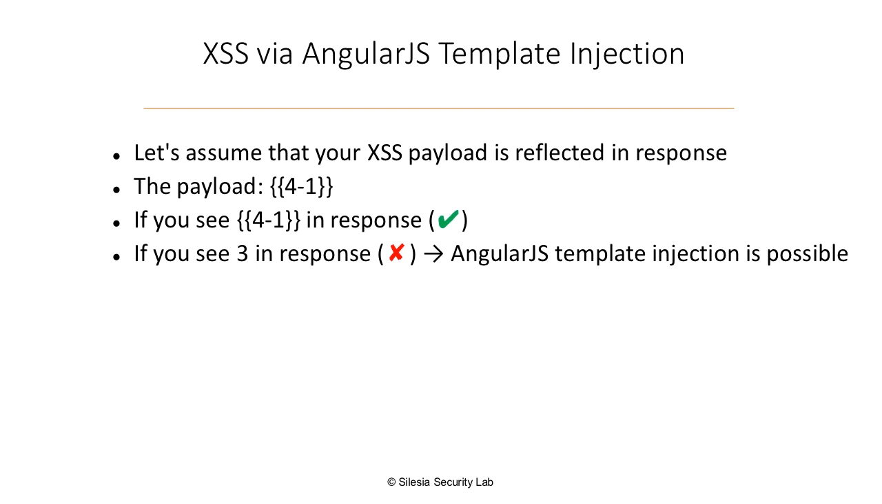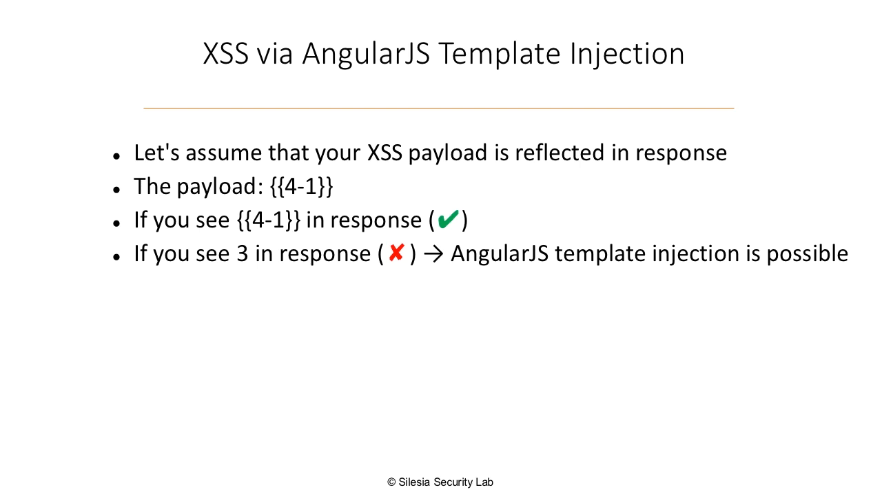Well, 3 is the result of 4-1, right? And what you can do in AngularJS, you can put an expression in between double curly brackets. And if this expression is evaluated and you see the result of this evaluation, like 3 is 4-1, right? Then it basically means that AngularJS template injection is possible. This is how it works, right? So it's quite simple to do this kind of testing.